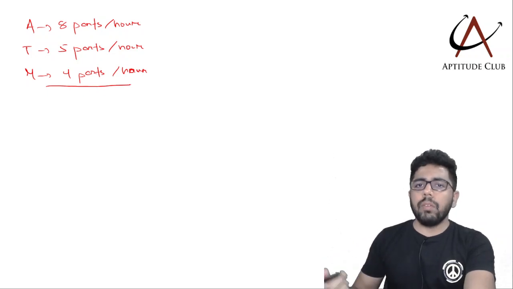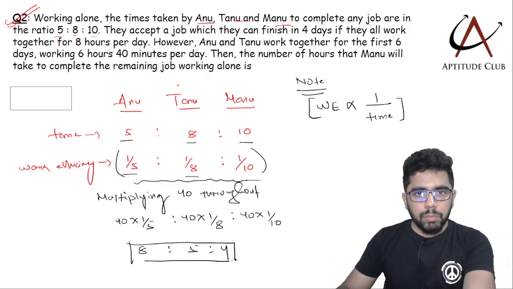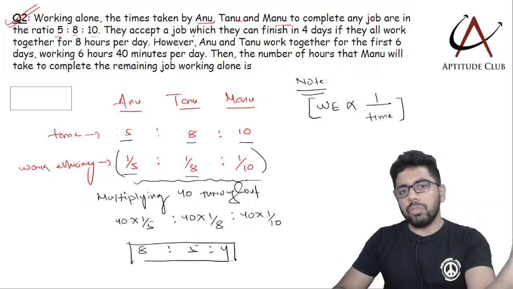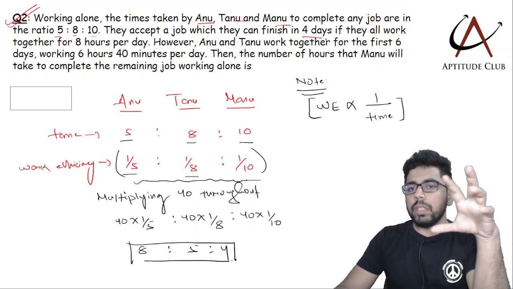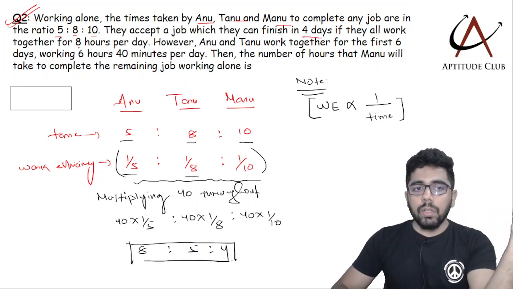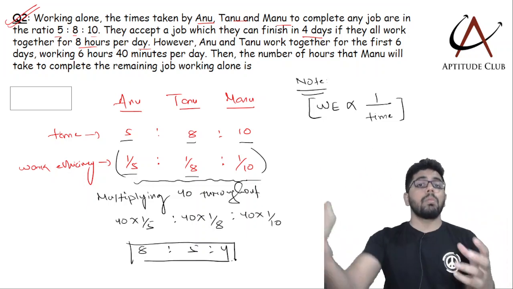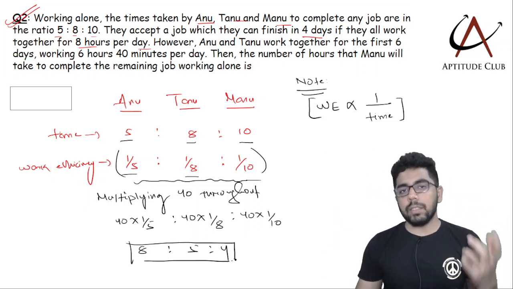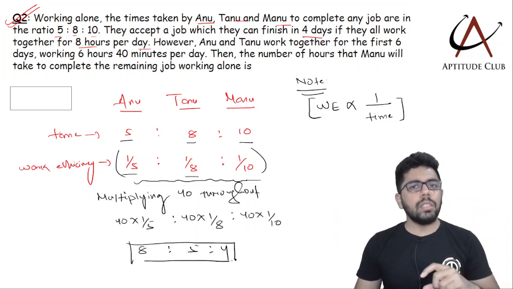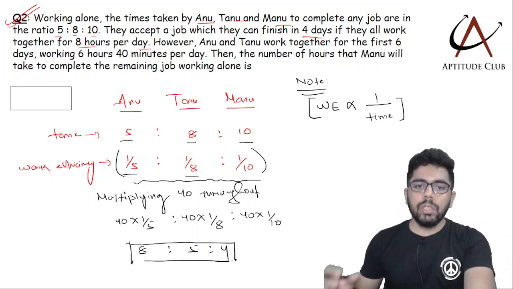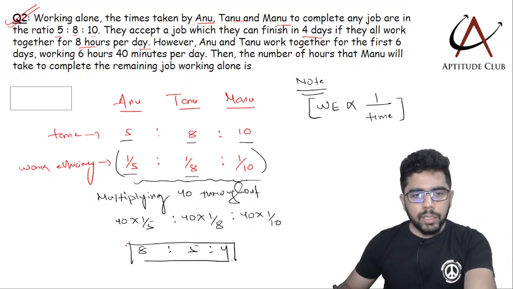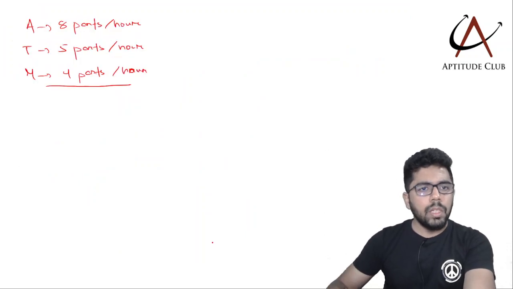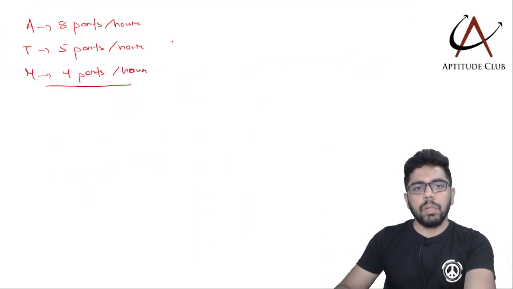Why did I take per hour and not per day? Because if you read this, they accept a job which they can finish in 4 days if they all work together for 8 hours per day. So it's not about days now, it's about how many hours they are actually working. So take the unit measurement in hours. So these many parts per hour. And why did I take 8 is to 5 is to 4? The ratio is given. So that is why 8 parts, 5 parts and 4 parts.